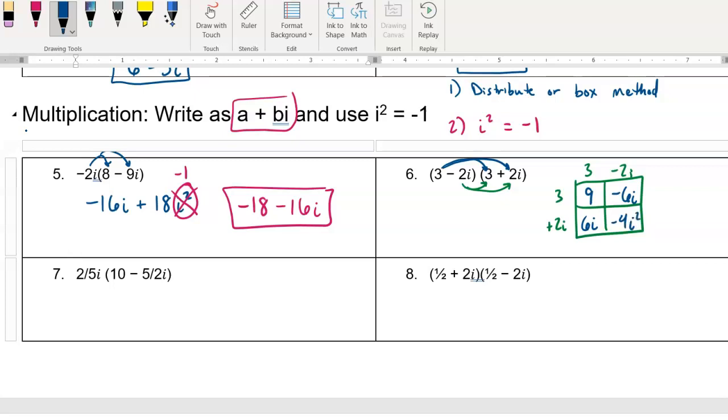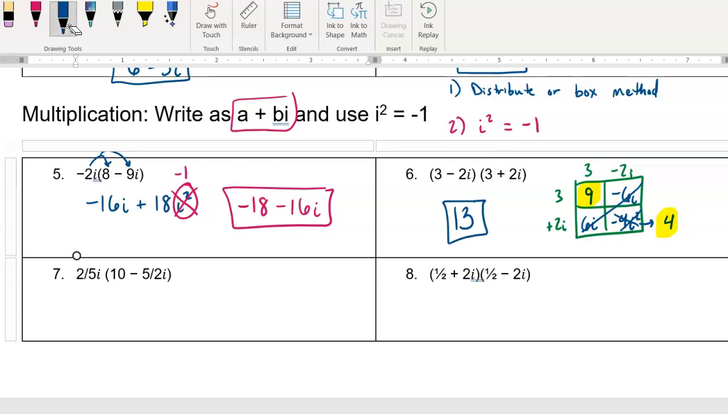Let's start with the i squared. Remember, that's negative 1. So in this box, negative 4 times negative 1 would be a positive 4. And if I notice, these two cancel out. 6i minus 6i would be 0, leaving me with only 9 and 4. We're going to add those together and get 13.